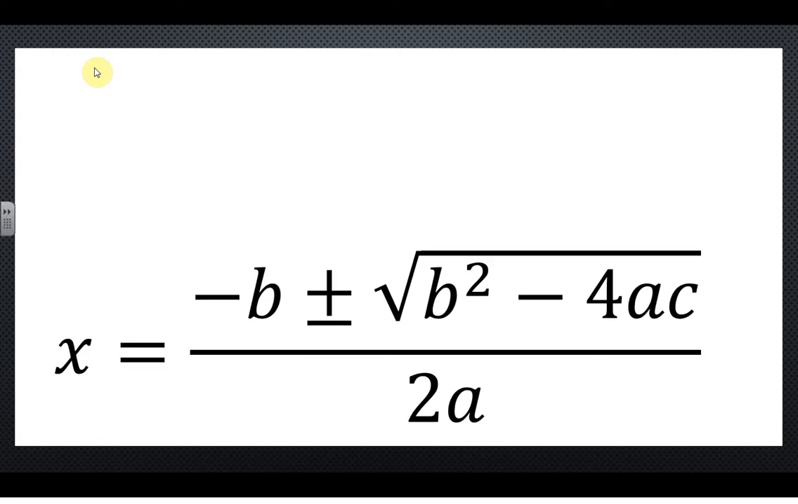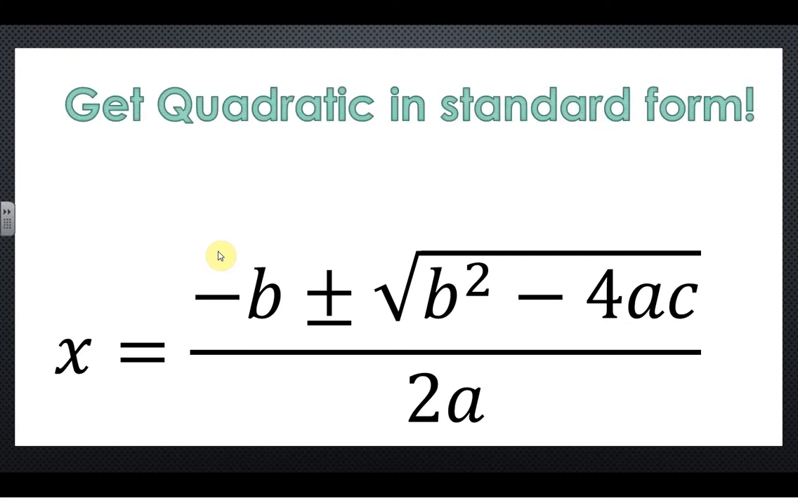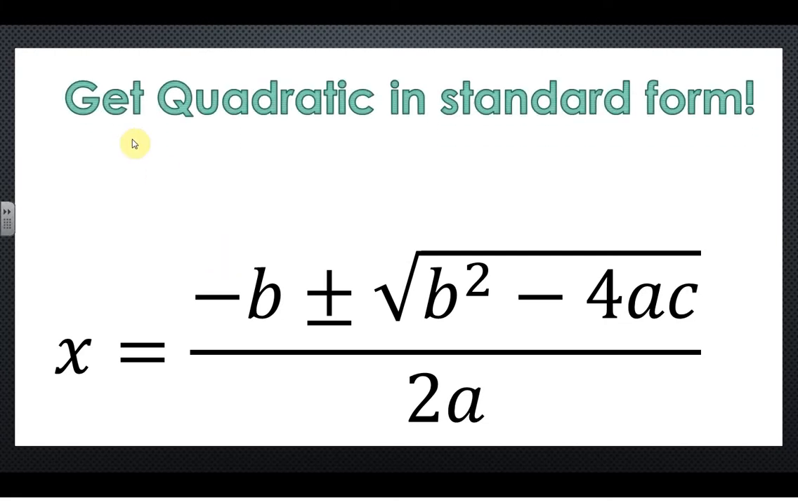X equals negative b plus or minus the square root of b squared minus 4ac, all over 2a, is your quadratic formula. You should know this, but if you don't, yes, it's given to you because it's on your reference sheet. But you should know it.